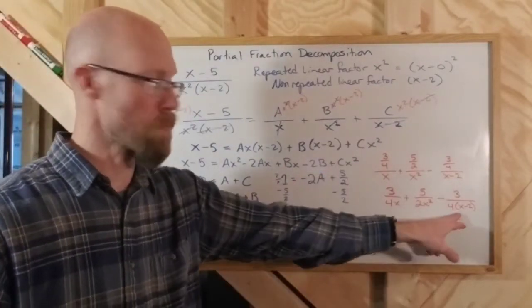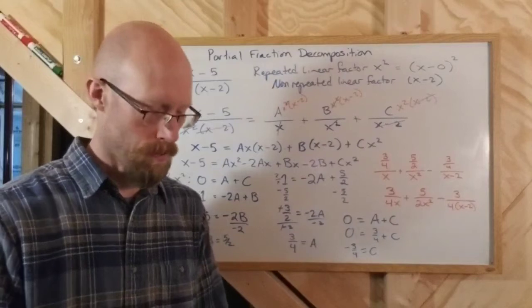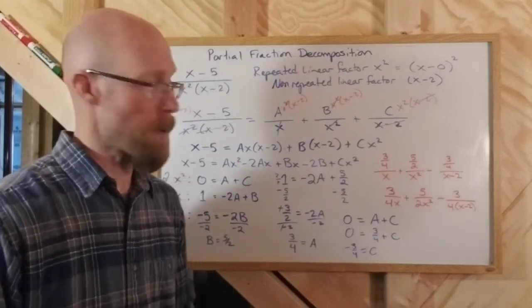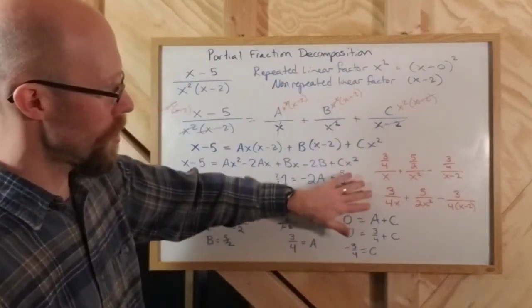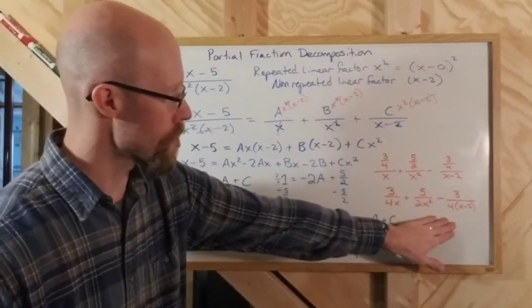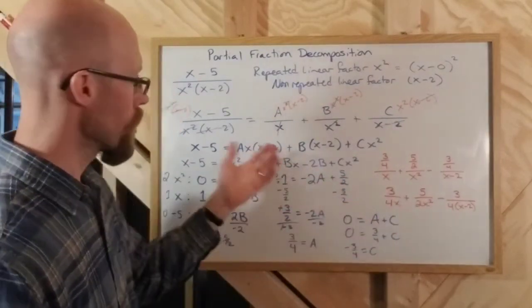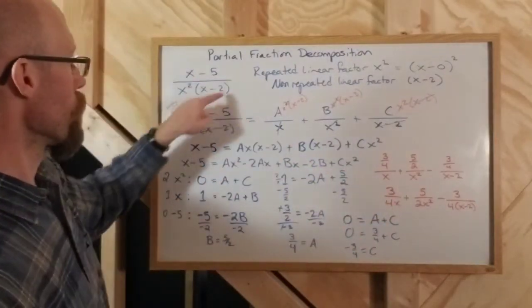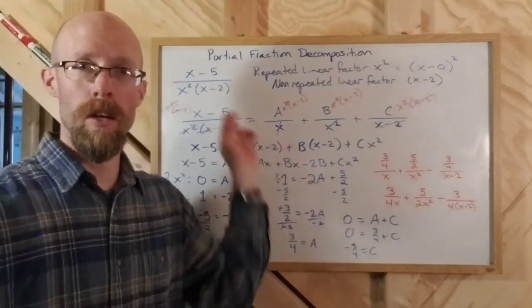In fact, you could even distribute the 4 there. It doesn't really matter. I like them factored, but either way. And so either of these partial fraction decompositions will, when added together, equal this original fraction with the LCD.